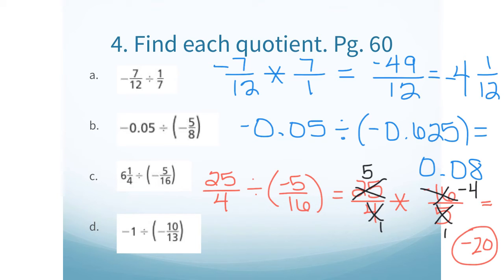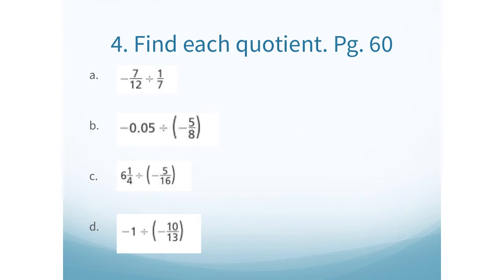All right, I am going to erase my screen a little bit so that I can get some of this work out of here. So we can do D. And D is negative 1 divided by negative 10/13. Whole number divided by fraction. Well, we need to make our whole number into a fraction. All whole numbers or integers can be turned into a fraction by using a 1.